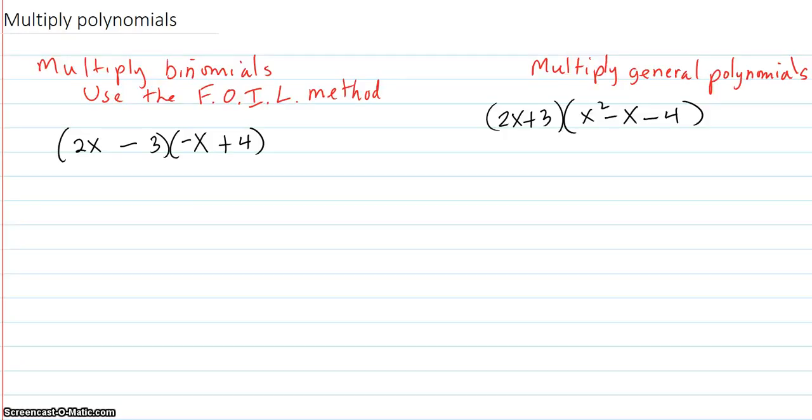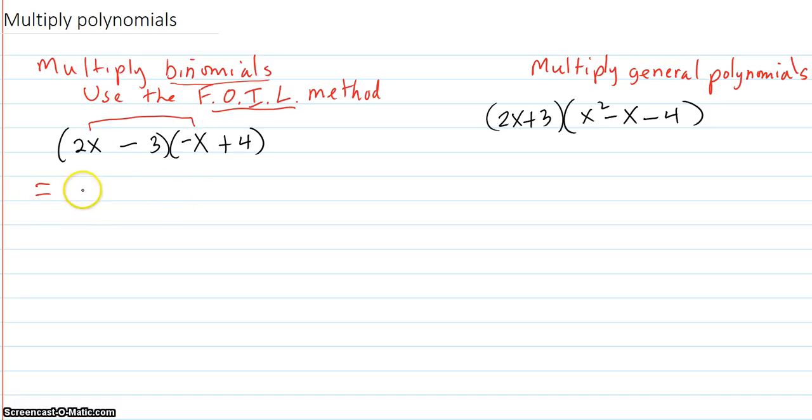Multiply polynomials. One type is when they are both binomials. These two binomials have two terms each. And when that happens, we're going to use the FOIL method, which is first terms. We're going to multiply those. We got our equal sign.